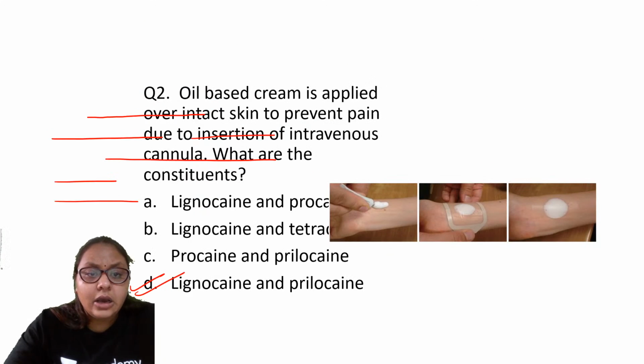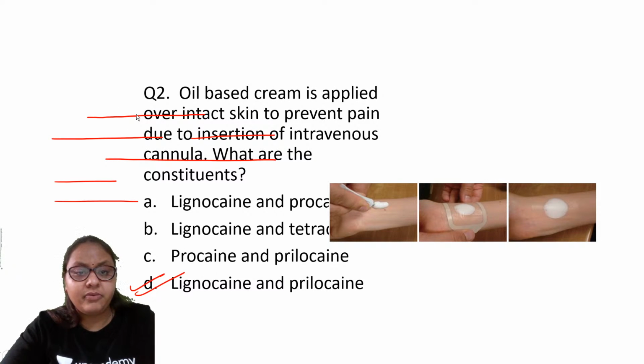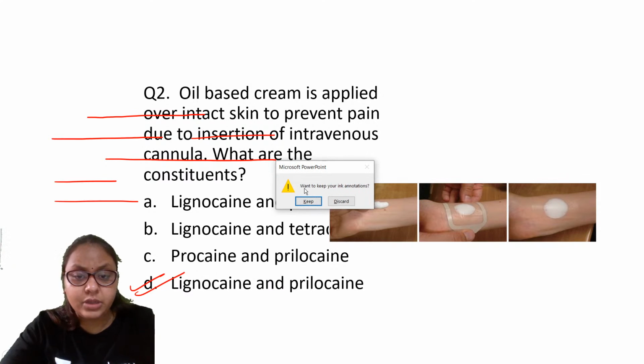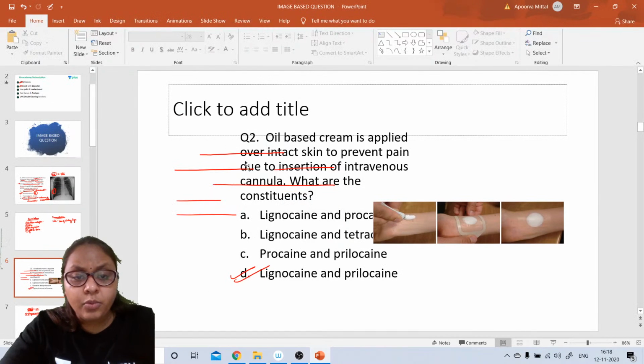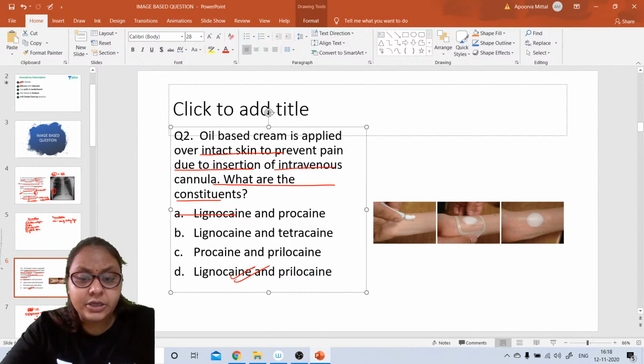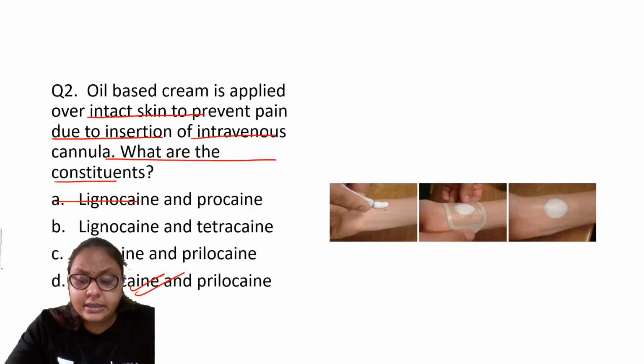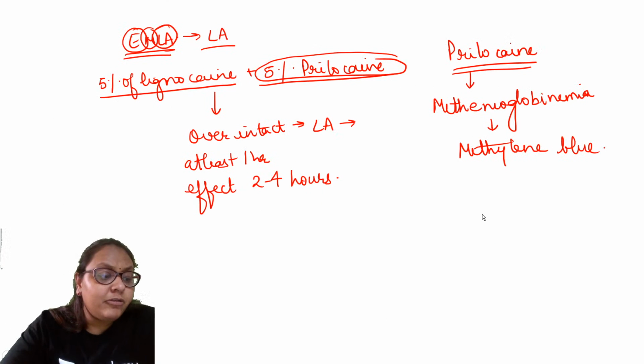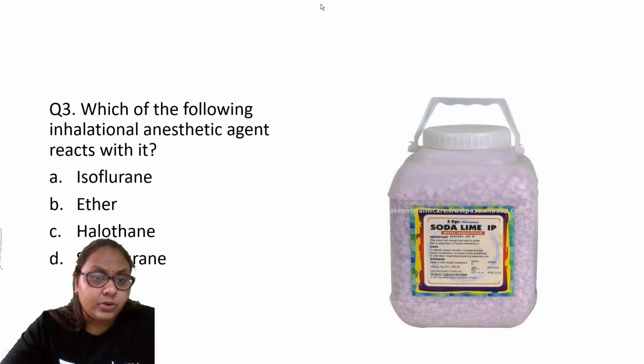So in this, an oil-based cream is applied over the intact skin to prevent the pain due to the intravenous cannula. What is the cream applied? That is EMLA, a eutectic mixture, and it is nothing but 5% of lignocaine plus 5% of prilocaine.